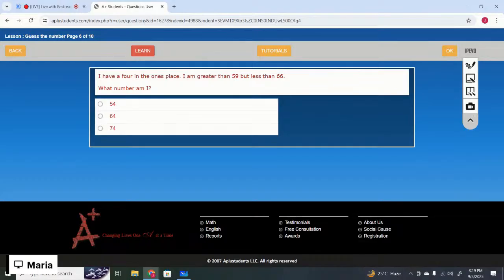I have a 4 in the ones place. I am greater than 59 but less than 66. So which number is greater than 59 and less than 66? It must have 4 at the ones place. That is 64. Option number 2 is the correct option.